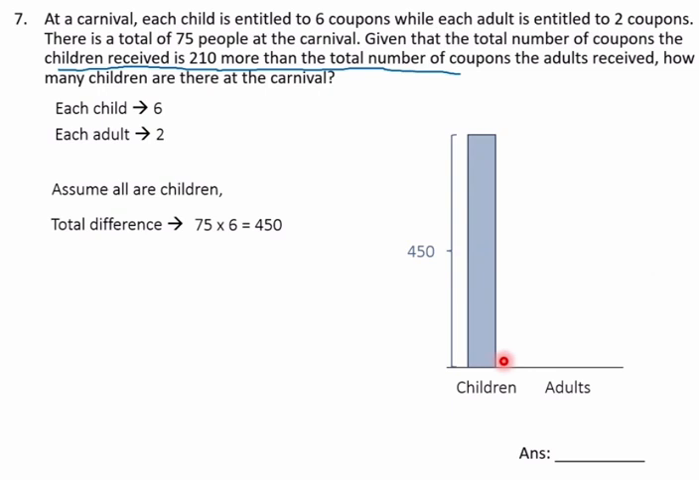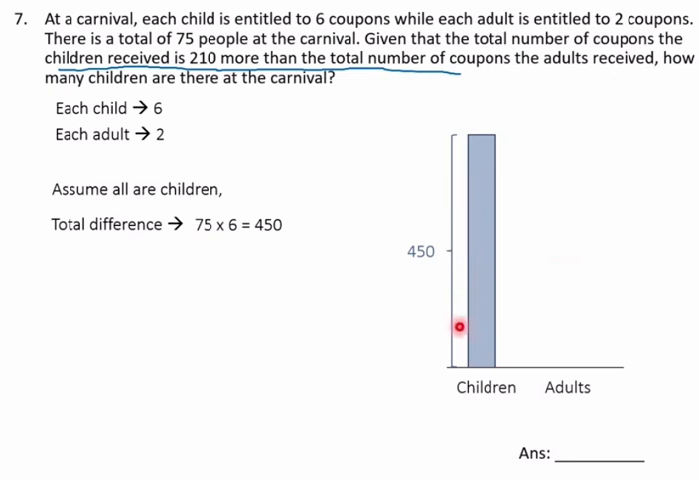Okay, but is the difference between these two groups of people really 450? If we read back the question, remember what I underlined here. This was the real difference: the children have 210 coupons more than all the adults. But based on my assumption here, the children have 450 more coupons than the adults. So obviously my assumption is not true, it's just assumed only.